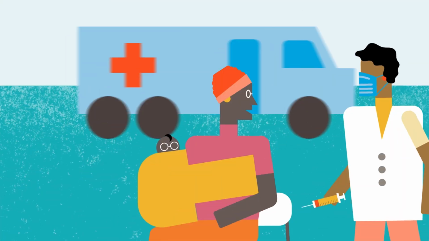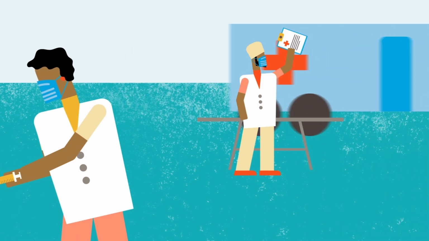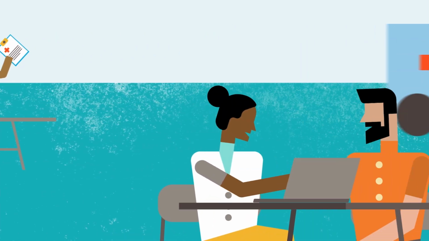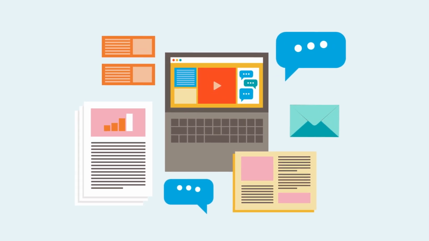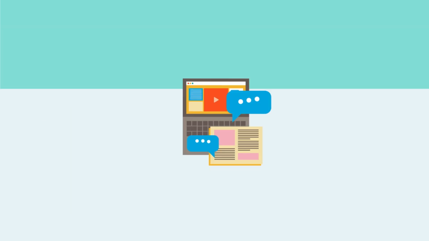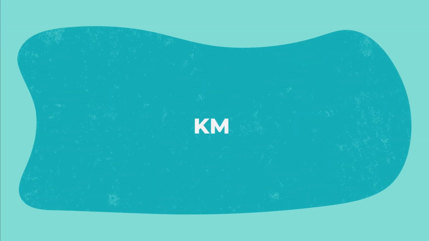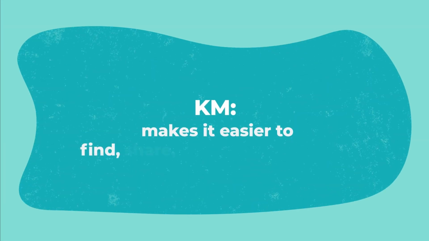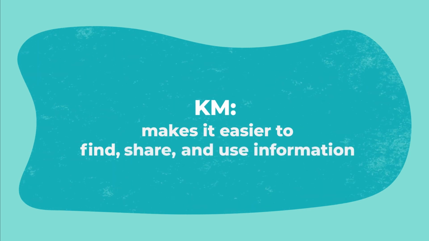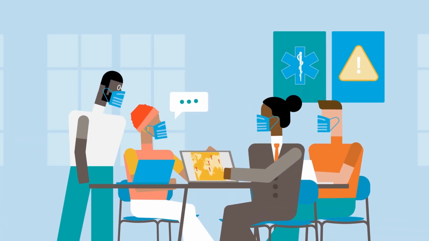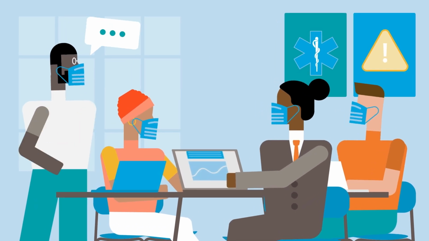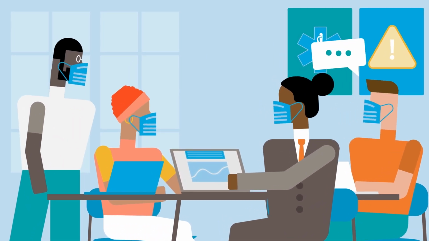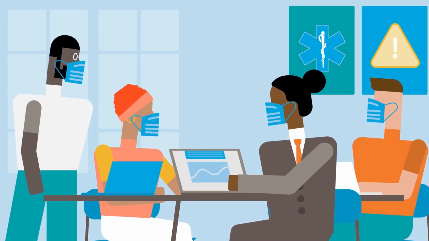In the face of a public health emergency, health professionals need access to timely and accurate information. Often in these moments, information can quickly change, leading to information overload that hinders decision-making. Knowledge management, or KM, makes it easier for people to find, share, and use information. In emergency settings, KM tools and techniques can strengthen how we work together and share information to ensure the latest evidence is put into practice quickly.